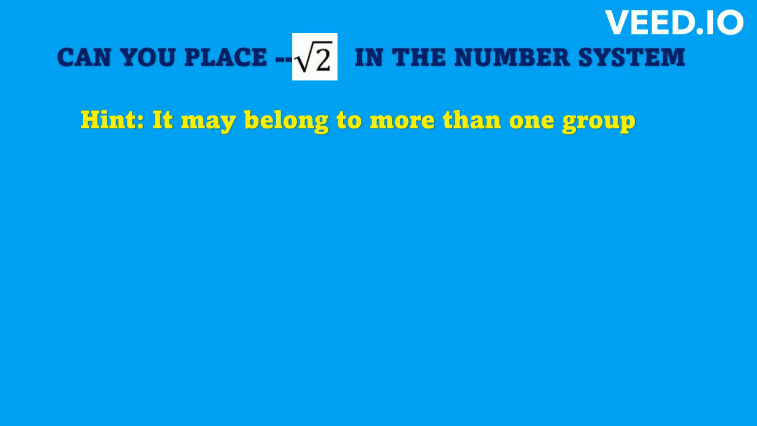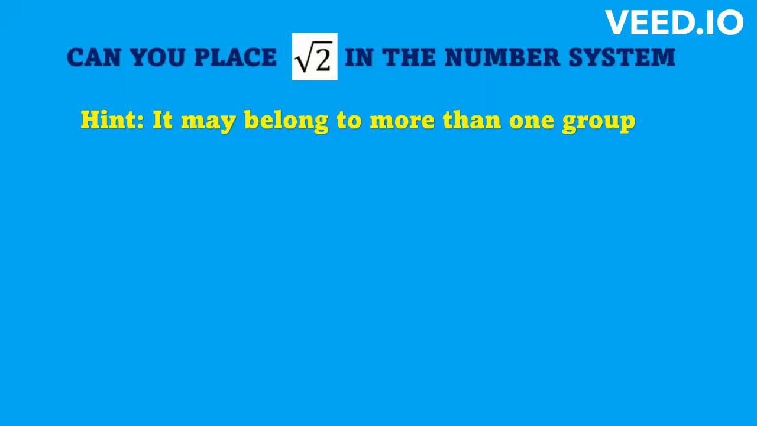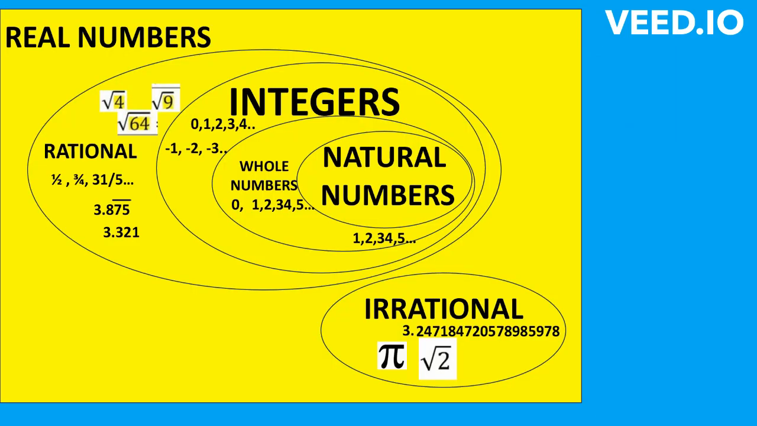Minus square root of 2. Square root of 2 is a decimal with infinite decimal places. It doesn't have an end, so it's an irrational number. It's not a perfect square. Square root of 2, again, it's not a perfect square, so square root of 2 is irrational.